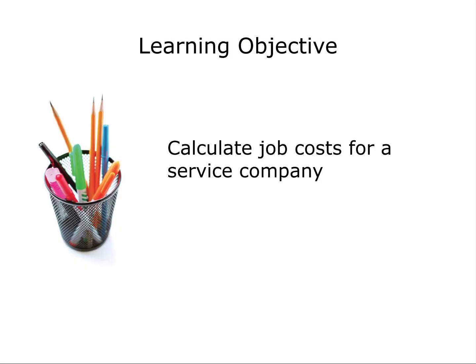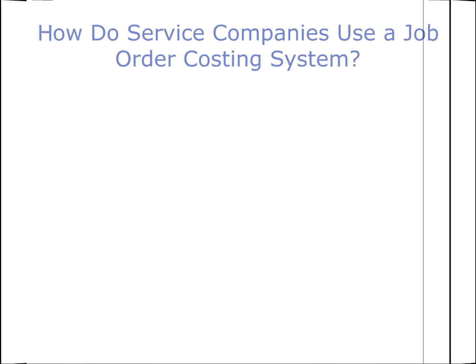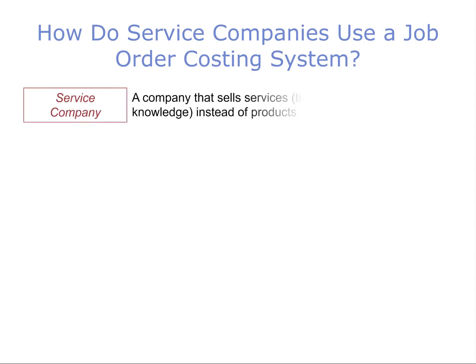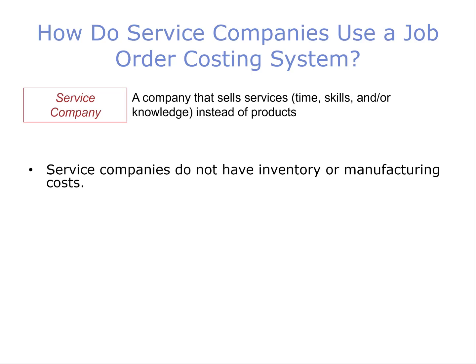The next learning objective is to calculate job costs for a service company. Service companies also use a job order costing system. Remember, a service company is a company that sells services such as time, skills, and/or knowledge, instead of products. Examples include accounting firms, hospitals, physical therapy businesses, and colleges. A service company does not have any inventory whatsoever, nor does it have manufacturing costs.